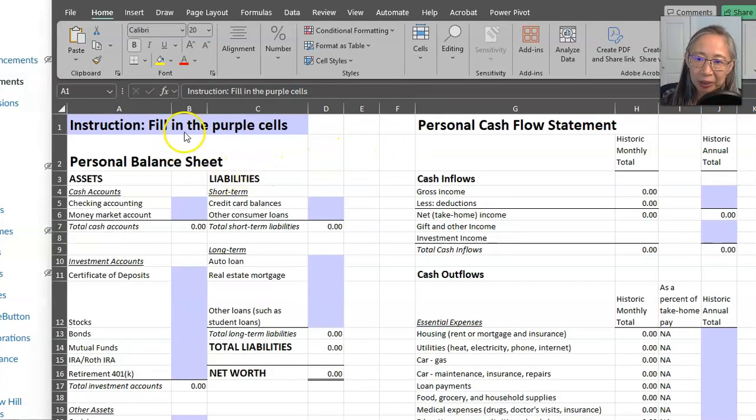If you download the template, it'll look like this. You only need to fill in the purple highlighted cell. The formulas are already created for you. You can also download the template, look at the formula, and create your own as well. If you download the template, all you have to do is enter the annual total numbers here, and the template will automatically divide that number by 12 to give you the monthly total. In addition to the case study, you'll also create a set of personal statement of net worth as well as personal cash flow statement using your own numbers.